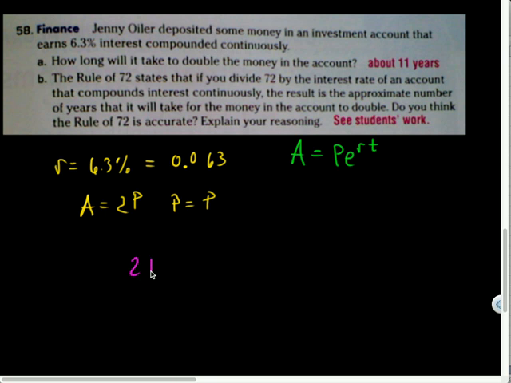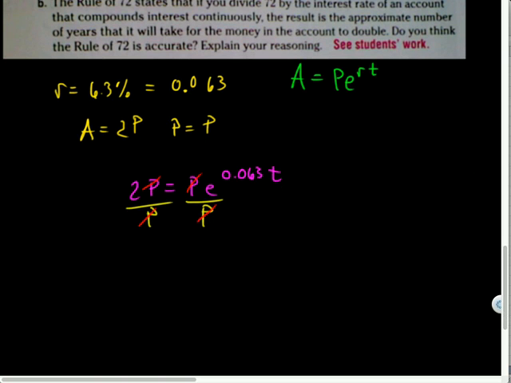So let's plug in what we know. So 2P is equal to P e to the 0.063t. Right? And then if I divide both sides by whatever P is, those will just cancel out. I was going to plug in some general value; as long as A was twice as much as the initial amount, it wouldn't have mattered. So we'll get 2 equals e to the 0.063t. And now what do you think we should do? How can I ever get this variable out of an exponent?